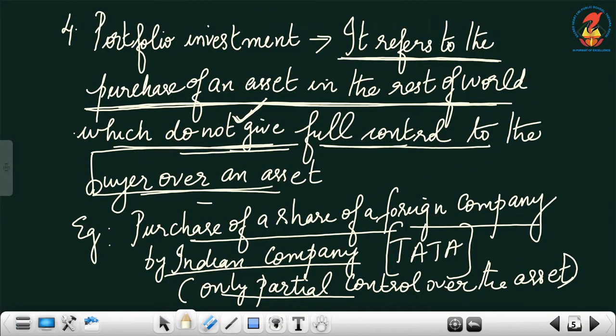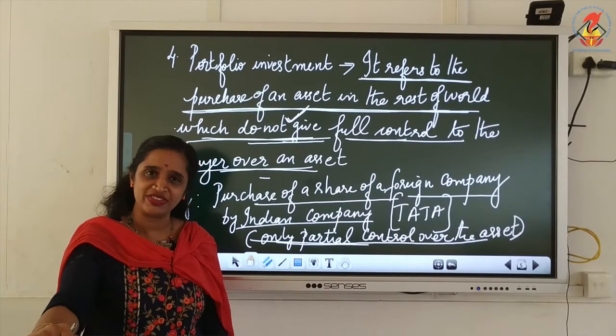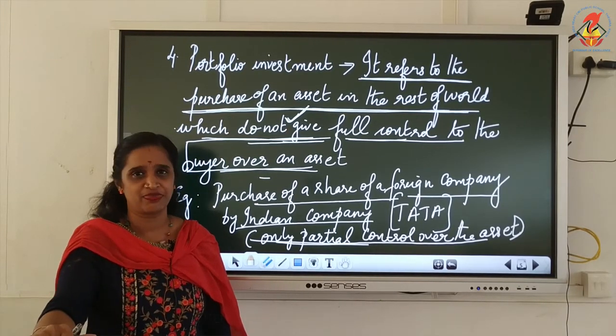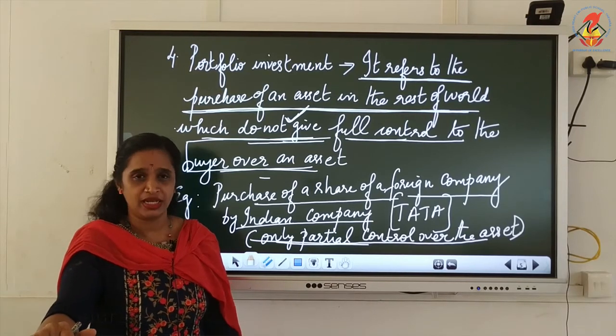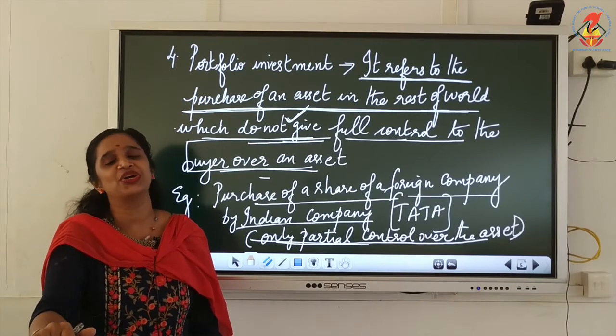In the case of foreign direct investment, what we learned is that for the buyer, it gives full control over the asset. But in portfolio investment, for the buyer, it does not give full control. It does not give full control means what? A partial control is there, right? Did you see the statement? Only partial control over the asset. The buyer is getting only partial control over the asset, not full control. The Indian company purchasing the asset is getting only partial control over the asset.